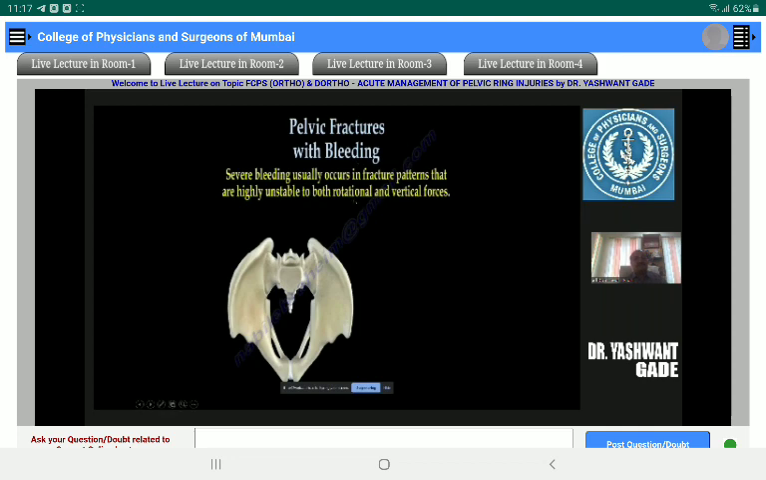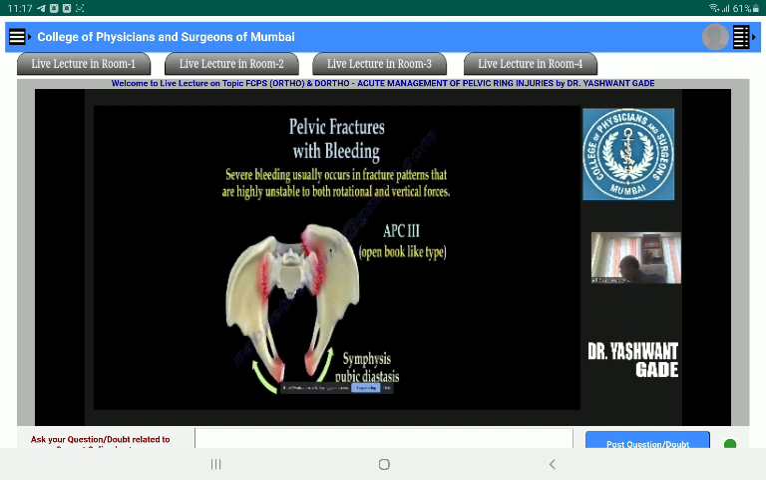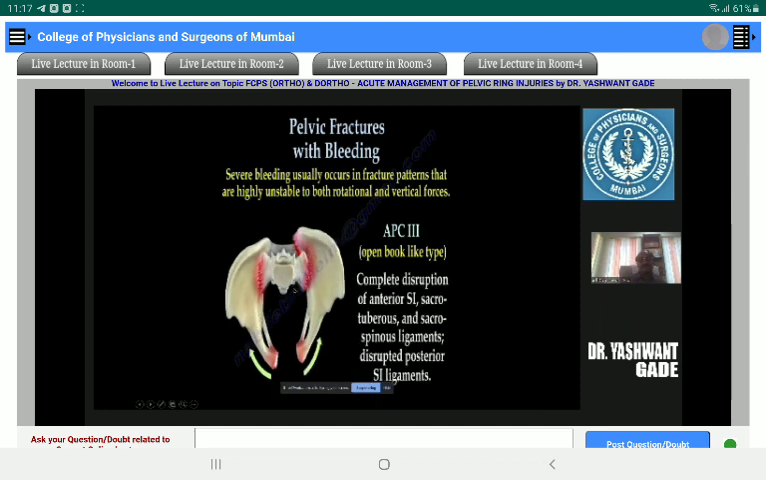The severe bleeding usually occurs in fracture patterns that are highly unstable to both rotational and vertical forces, like the vertical shear fracture, that is the type 3 fracture. So, in case of open book type fracture with vertical shear component, like displacement of the sacroiliac joint vertically with shear forces, it can rupture the superior gluteal artery and lead to severe hemorrhage.